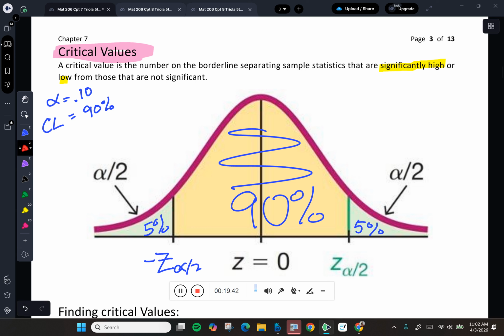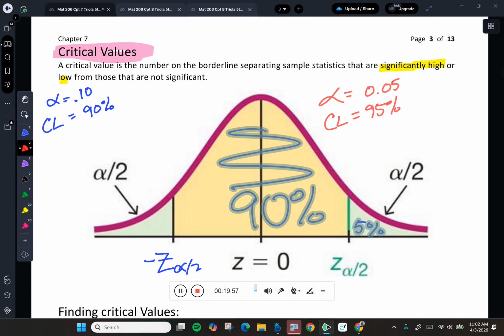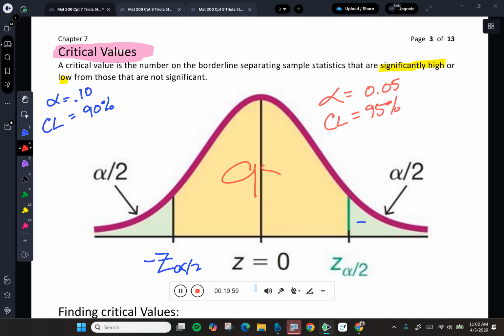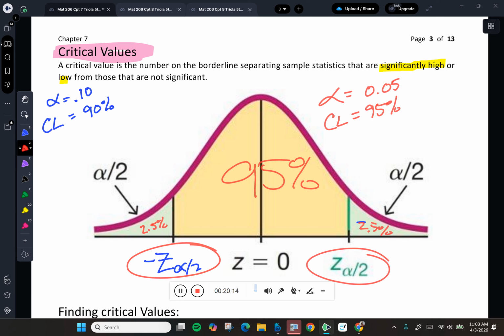Now, if I change that and make an alpha level of 0.05, which gives me a confidence level of 95%, now those two tails are no longer 5%, and that middle is no longer 90. The middle is now 95%. And this tail over here on the left and this tail over here on the right are 2.5% and 2.5%. And then we would just calculate these critical values. Those are those cut scores, if you will.